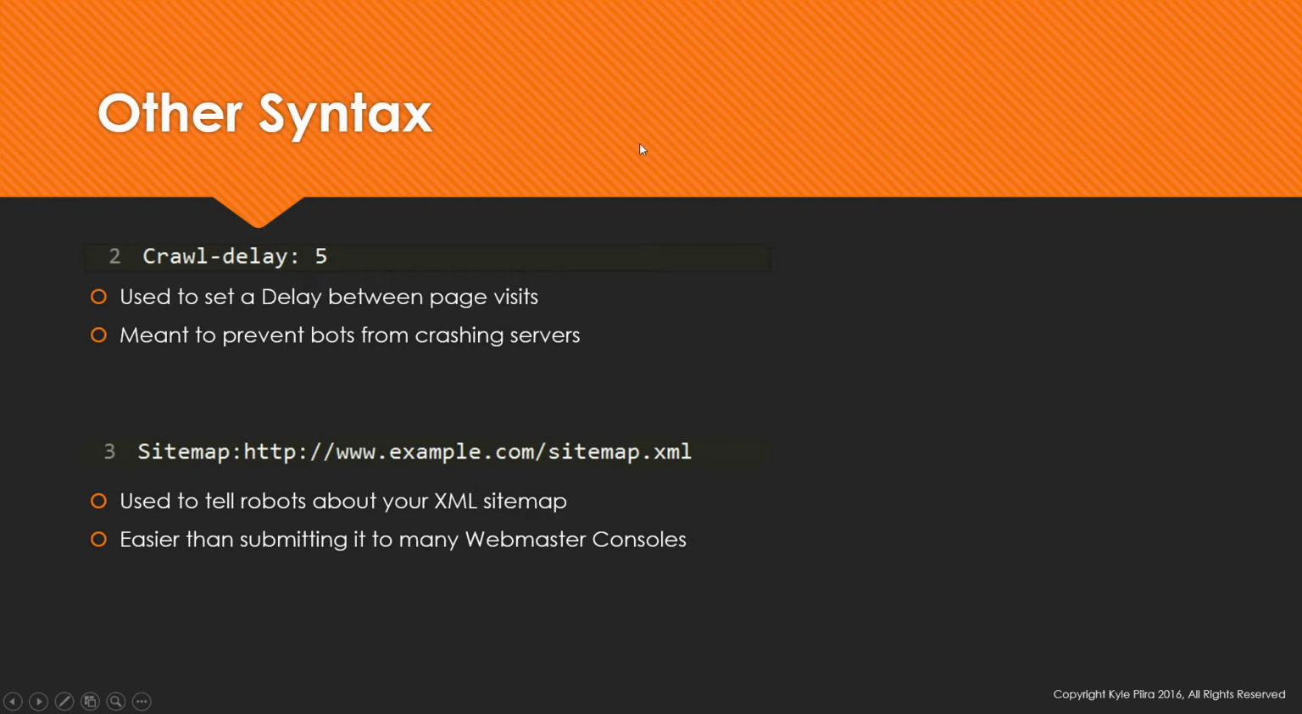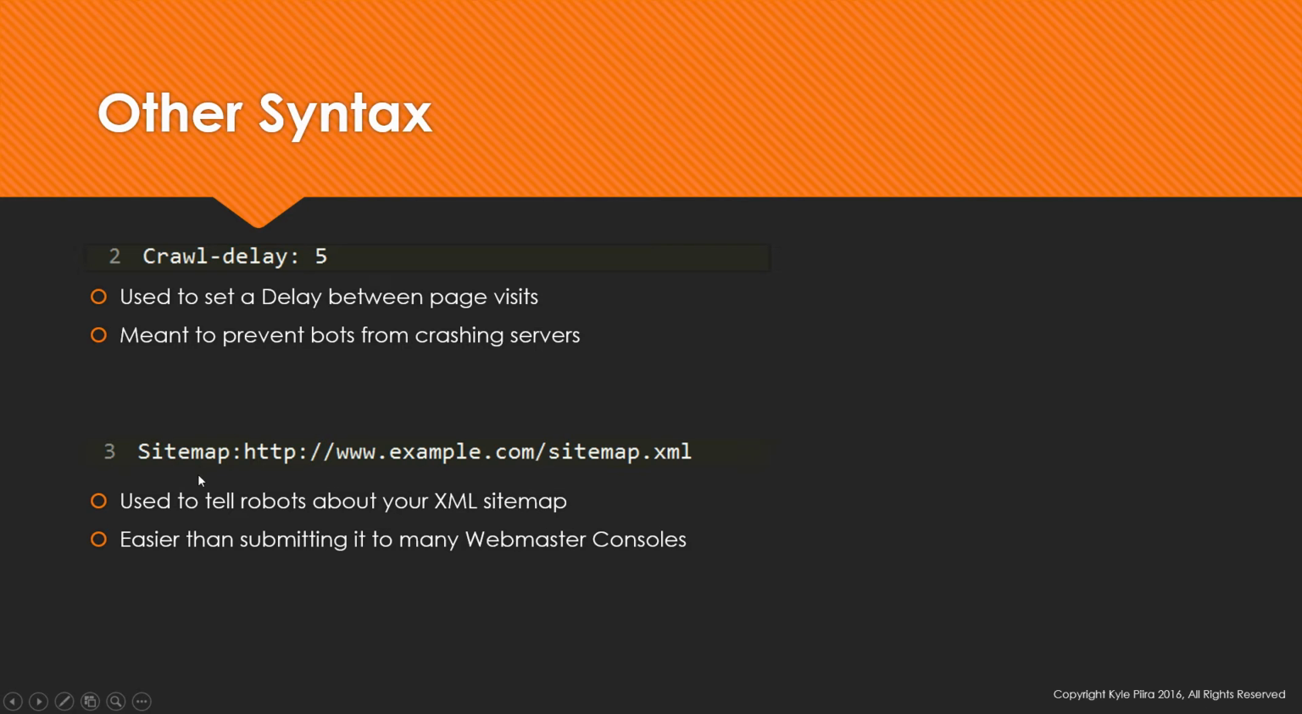There are a few other things besides that. There's actually quite a few, but these are the ones I use the most. The first one is crawl delay, and that is what it sounds like. It's basically saying, okay, you can crawl, but you have to wait X many seconds between requests. Because if you don't specify that, the robot might not know it's going too fast, and it might crash your server.